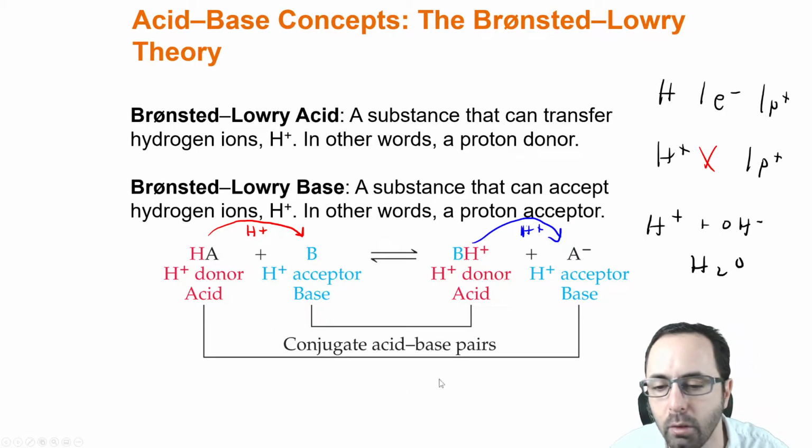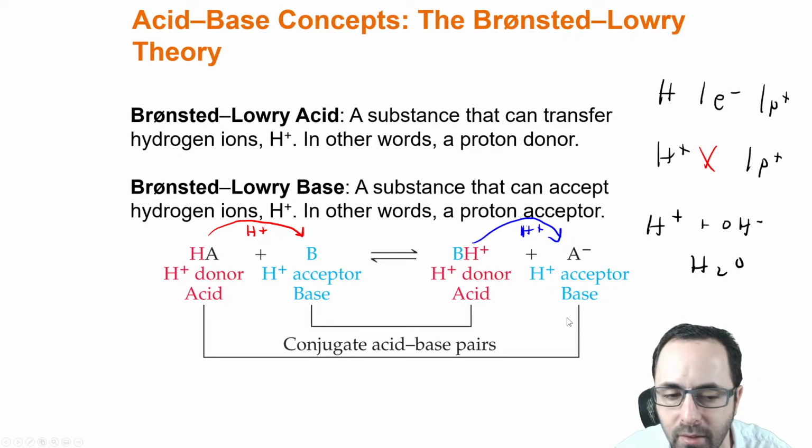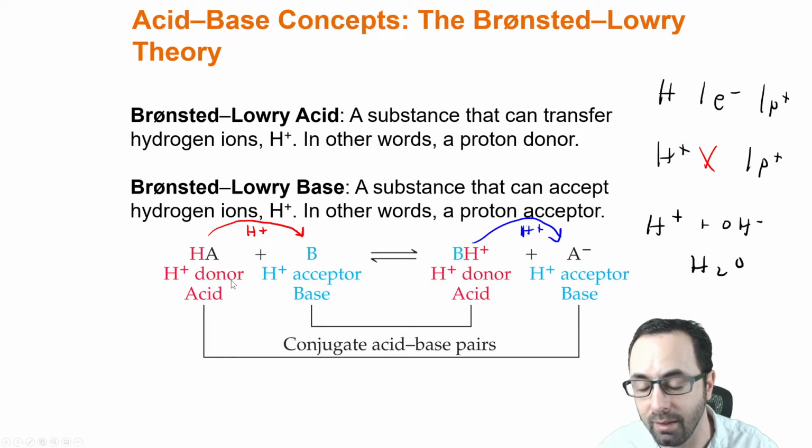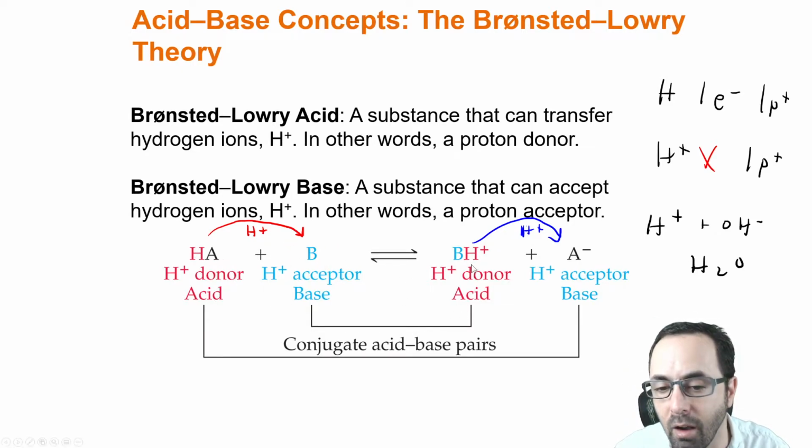And so these are referred to as conjugate acid-base pairs, because A minus is the conjugate base of HA, and HA is the conjugate acid of A minus. It's what you get if an H plus is added. That's called the conjugate acid. B is the conjugate base of BH plus, because it's what you get if the H plus is lost. And so these are called conjugate acid-base pairs, because it depends on the direction that you're looking here.